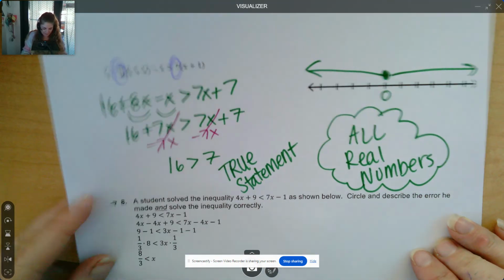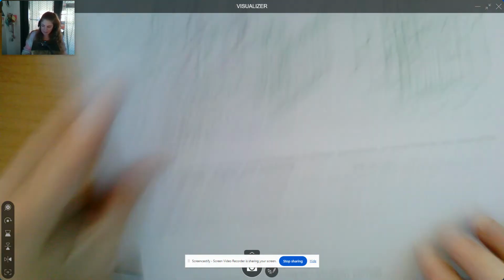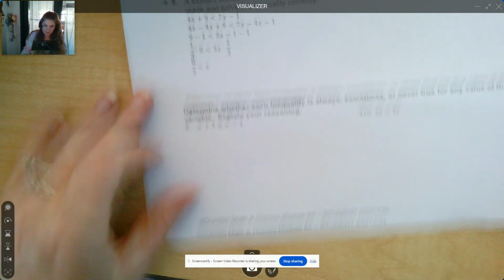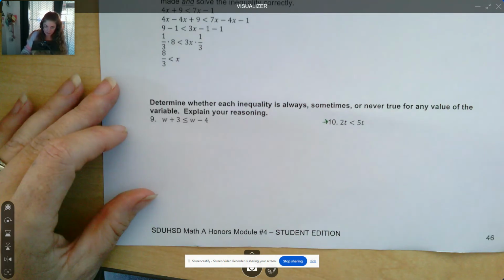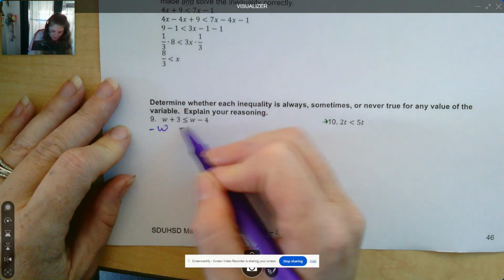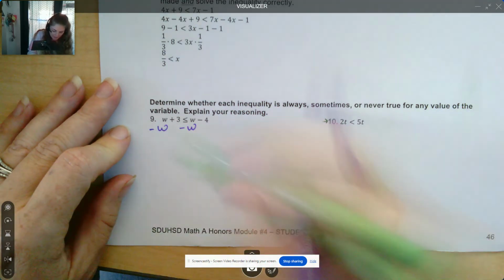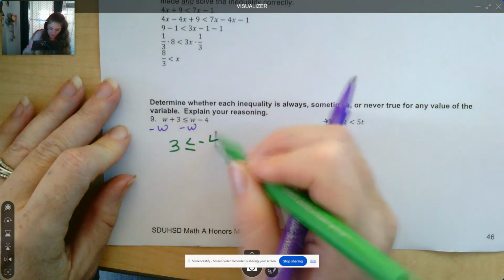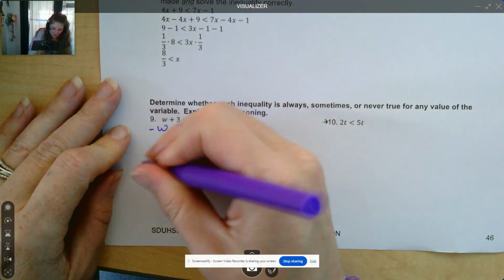Perfect. Let's take a look at 9, and then you will do the evens, and we'll check in with each other. So it says determine whether each inequality is always, sometimes, or never true for any value of the variable. Explain your reasoning. So here, if I subtract w from both sides, I end up with 3 is less than or equal to -4, which we know is a false statement.